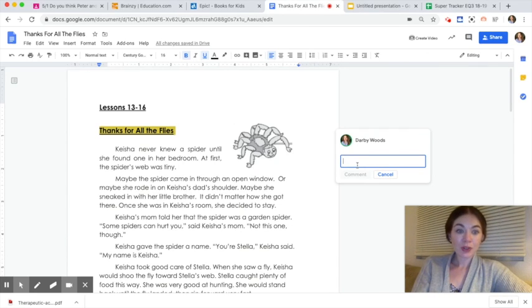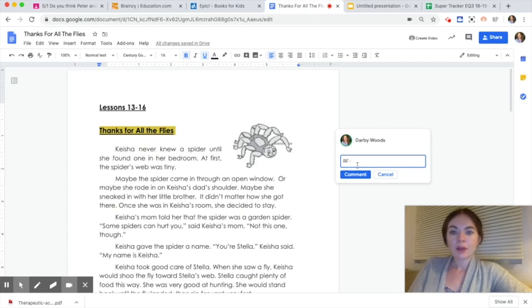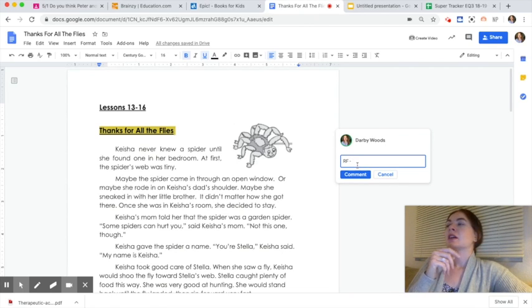All right, if you said fiction, you are correct. This is specifically realistic fiction. So I'm going to put an RF for realistic fiction. We know that in realistic fiction stories, there's stories where something can really happen, and it's a story where it could really happen, but it's still a made-up story.